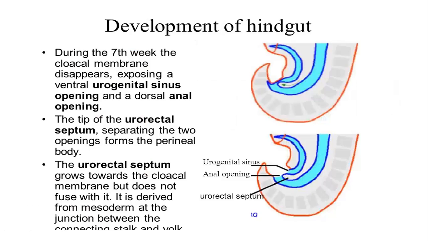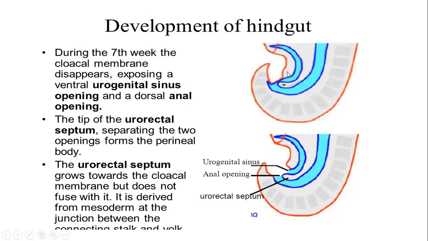Now coming to the development of the hindgut, the lowermost part of the intestine, that is the hindgut. During the 7th week, the cloacal membrane disappears, exposing a ventral urogenital sinus opening and a dorsal anal opening. So the lowermost part of the intestine that forms the hindgut forms the urogenital sinus as well as the anal part, both the development of the urinary bladder as well as the anal part. The tip of the urorectal septum separates the two openings from the perineal body.